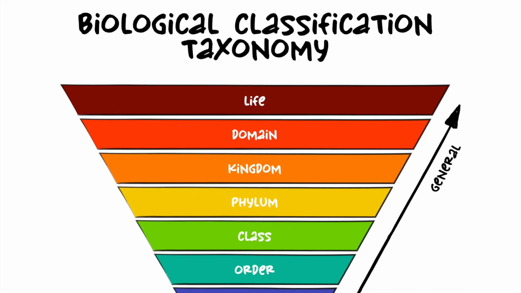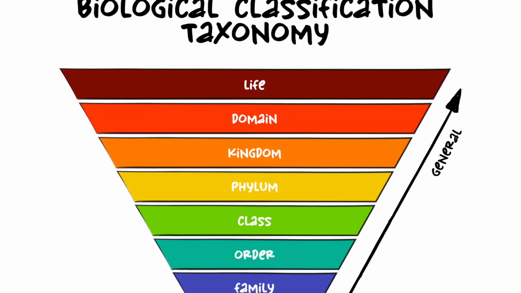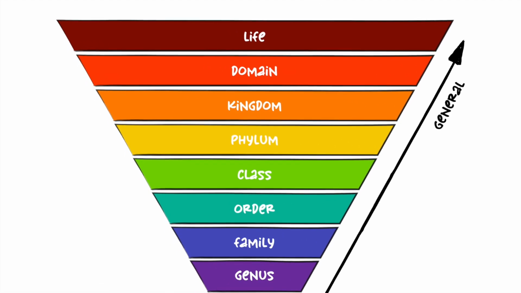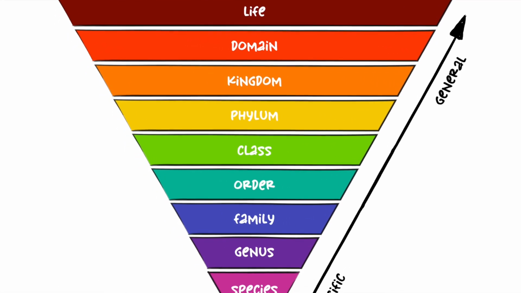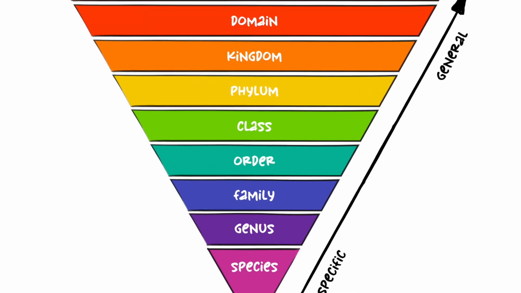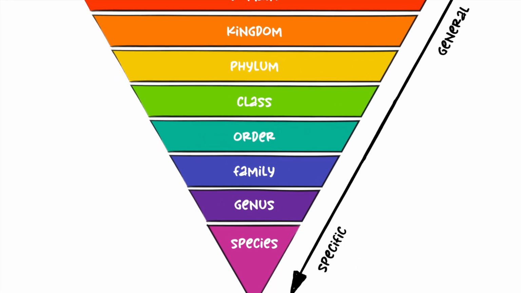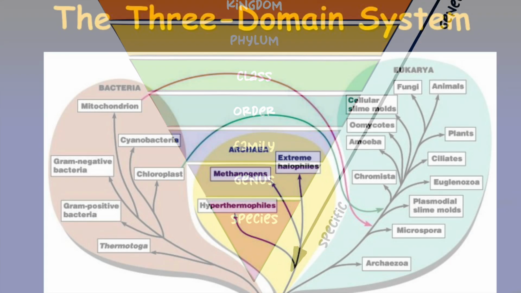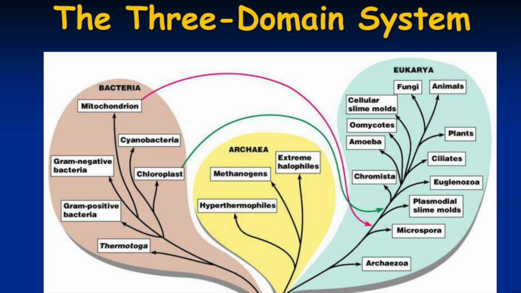Taxonomy has 8 levels of systematic hierarchy for organisms. From general characteristics to more specific ones, they are domain, kingdom, division or phylum, class, order, family, genus, and species. Domain is the highest and first rank of organisms. The 3 domains are archaea, bacteria, and eukarya.